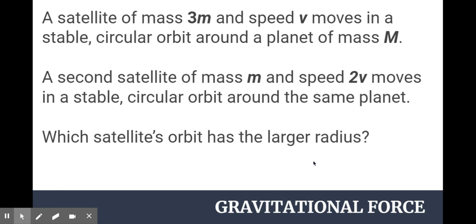Okay. A satellite of mass 3m and a speed v moves in a stable circular orbit. Stable means that it doesn't change, all right, around a planet of mass m. A second satellite of mass m and a speed 2v moves in a stable circular orbit around the same planet. Which satellite's orbit has the larger radius? Well, in this case, the larger mass will, all right? Because its velocity is smaller, that means it's going to have a larger radius, all right?